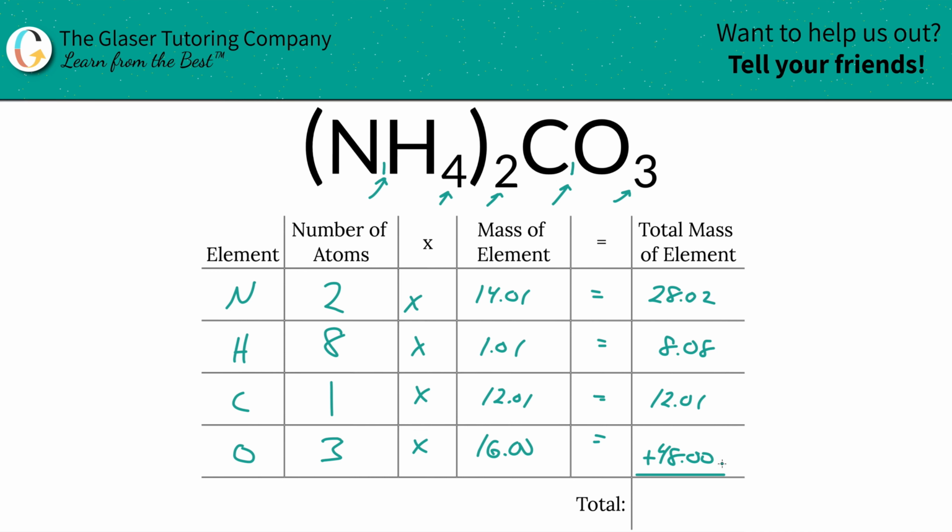Okay. And then to find finally the total mass of the entire compound, all you got to simply do is add this column on up. All right, so 96.11, that's the total mass. And the units there are AMU, atomic mass unit, because we're finding molecular mass. Now you know how to find the molecular mass of ammonium carbonate.